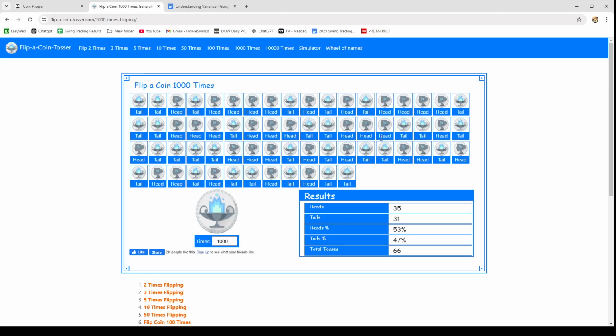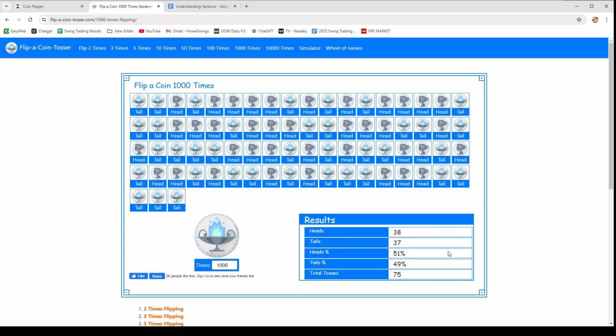Let's go over here and check this guy out. So we've been running now, looks like 69 tosses, and we're at a 4% edge for heads. And we'll just allow this to keep going. We're now getting closer to even. There's exactly even, but we'll see.